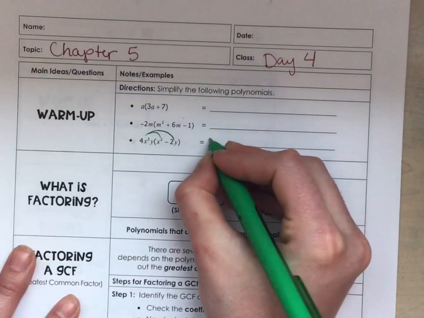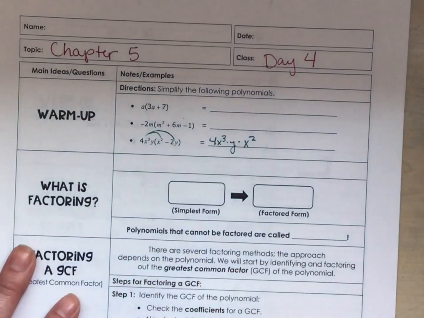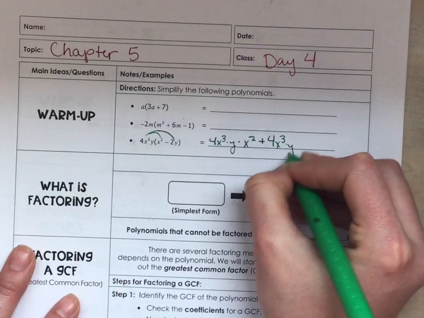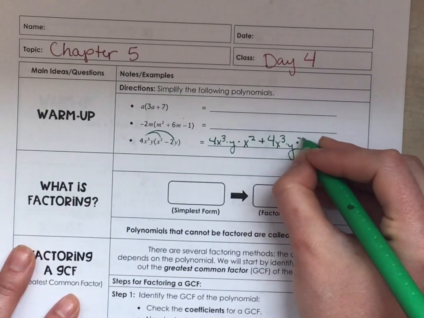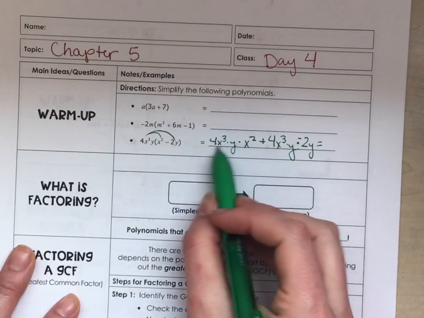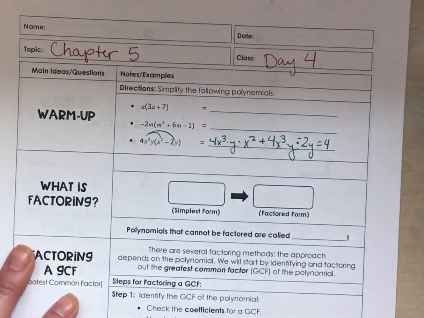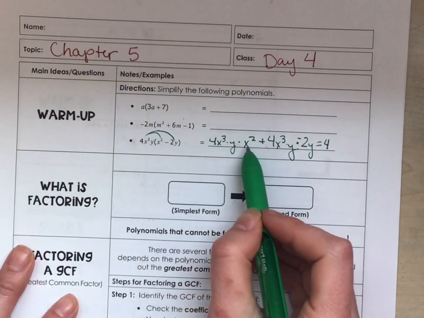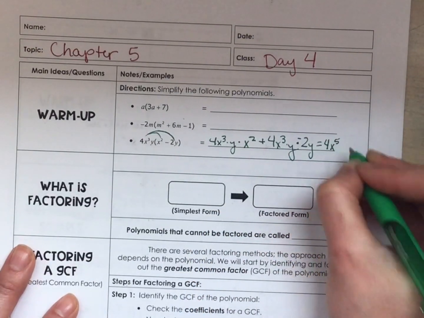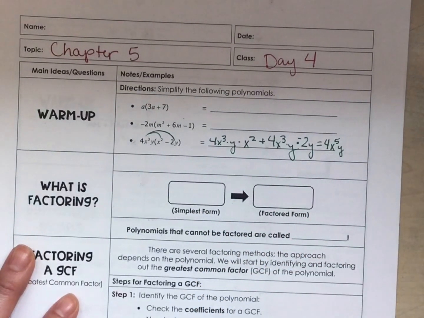For the first one, I have 4x to the third times y times x squared. And then that would be plus 4x to the third y times negative 2y. So in order to do this first chunk of multiplication, I don't have any coefficient to multiply 4 with, so that'll just be 4. I have x to the third, and I multiply that by this x squared. So I'm going to add my exponents, and I'll get x to the fifth. Y doesn't have anything else to multiply with, so it's just y at the end.